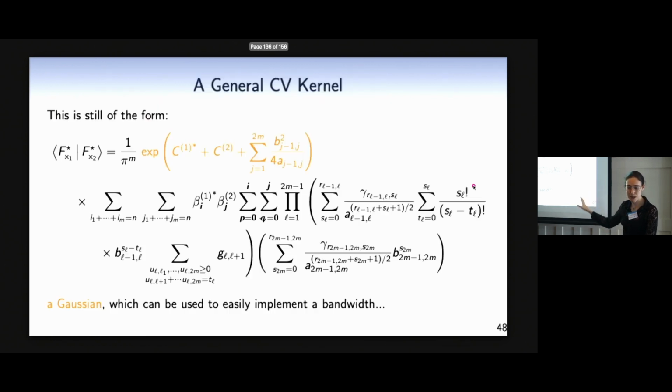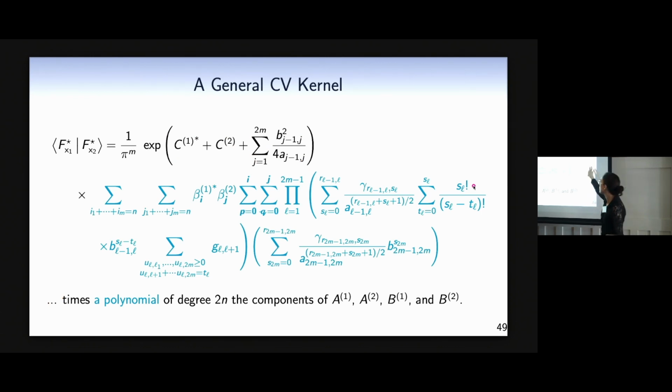But that doesn't matter because you still have your Gaussian there. It's still in the form of a Gaussian, and from that you can look at how to implement a bandwidth by tuning your initial encoding. And you've got your polynomial here, which is of degree 2n for the inner product, your kernel's of degree 4n, and depends on the components of your matrices. And as you saw in the two simpler examples, you really do see that Gaussian suppression and the polynomial maxima.